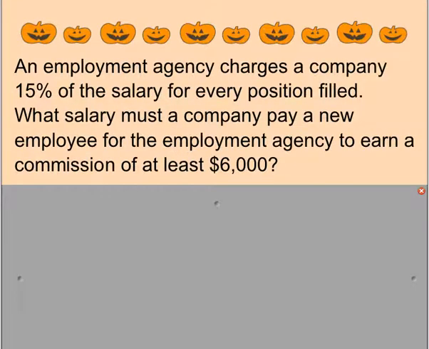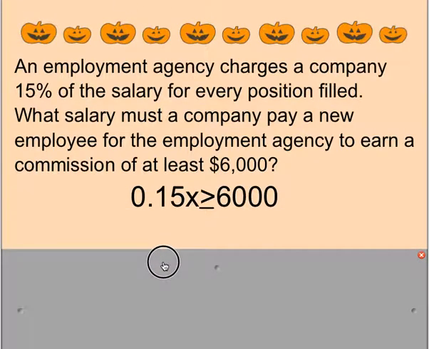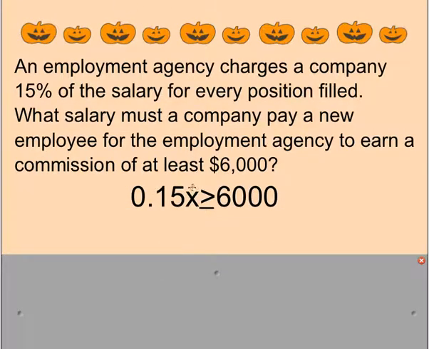An employment agency charges a company 15% of the salary for every position filled. What salary must a company pay a new employee for the employment agency to earn a commission of at least $6,000? Well, we can set up this equation saying 15% of how much they earn needs to be greater than or equal to $6,000 because we need it to be bigger than that $6,000. So think about solving that and plotting that.